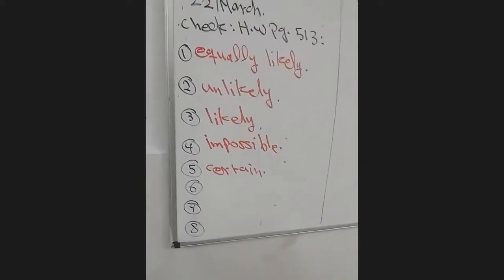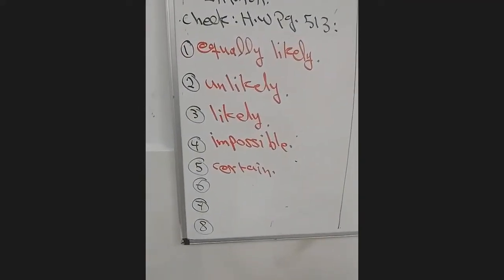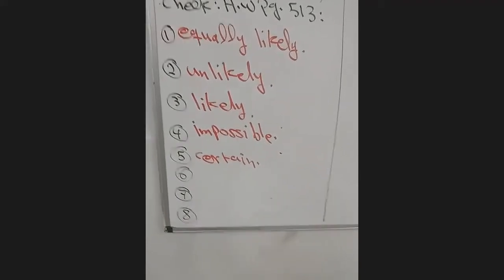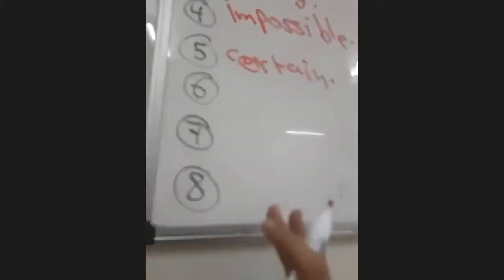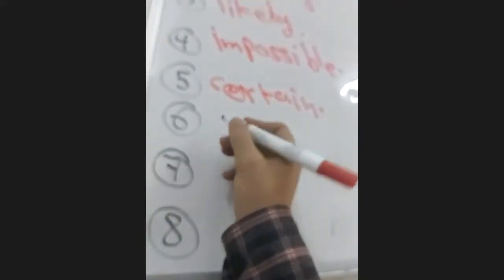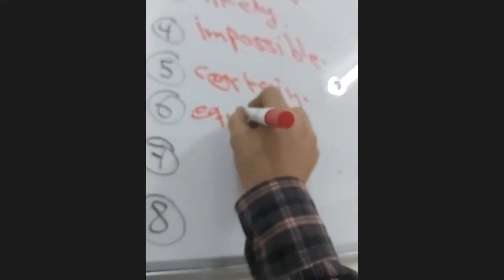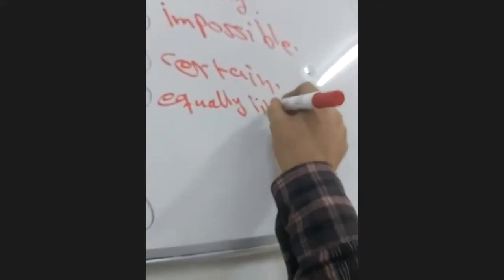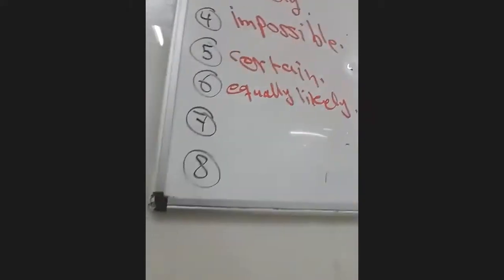Question 6. Mustafa, read. The spinner landing on cat or hamster. Cat or hamster, 3 sections out of 6, right? It will be equally likely. Excellent. Fine.